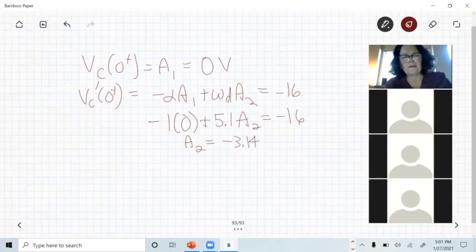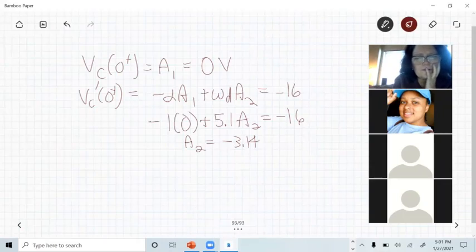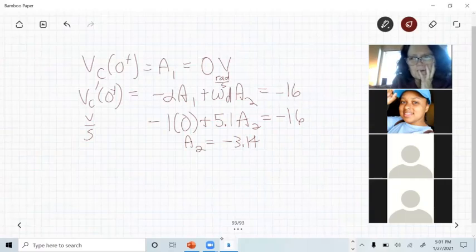And it's going to have units of, oh great, what are the units? Would it be volts per second for this one? Okay, I'm going to think through this. This is volts per second, but omega D has units of radians per second. Now radians are dimensionless, so I have to multiply the units of A2 times 1 over seconds to equal volts per second. So A2 is actually in volts.